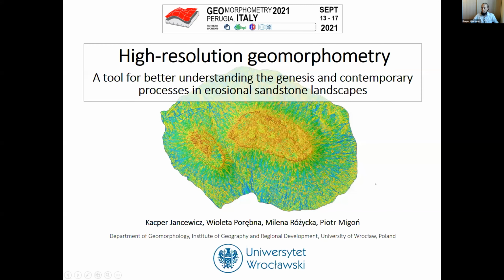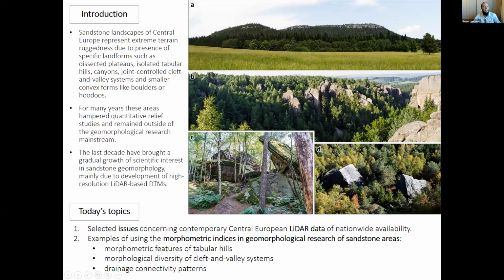And you might ask a question, why the sandstone areas? Because they represent a very distinctive type of structurally driven relief, and fine examples of such can be found in Central Europe, with such specific landforms as dissected plateaus, isolated tabular hills, canyon, joint-controlled cleft and valley systems, and also smaller yet numerous convex forms like tors or boulders. And you can see them on the photos on the right side.